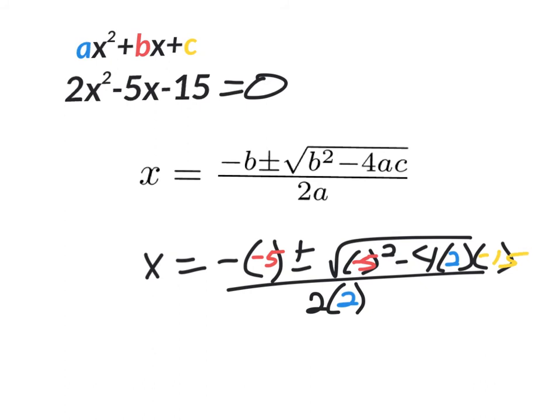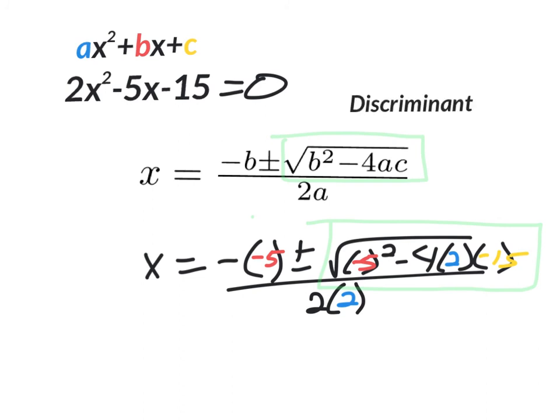Also, just to let you know, I want to make sure that you are aware that this part here is actually called the discriminant. So the square root of b squared minus 4ac, this part is called the discriminant. If you were asked to just find the value of the discriminant, you would just plug in inside the square root b squared minus 4ac and then work that out. And that would find the value of the discriminant.